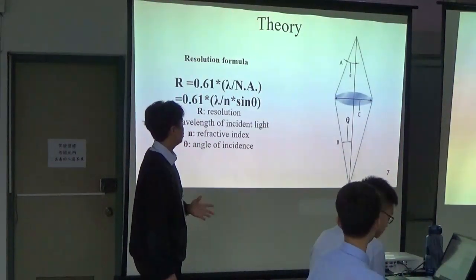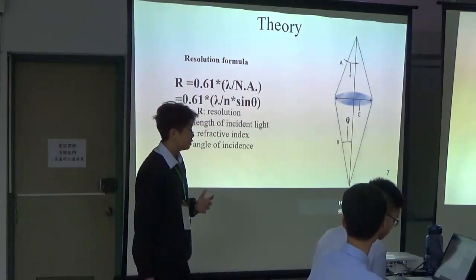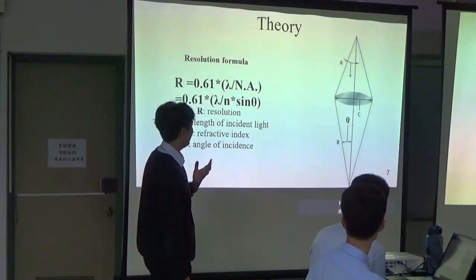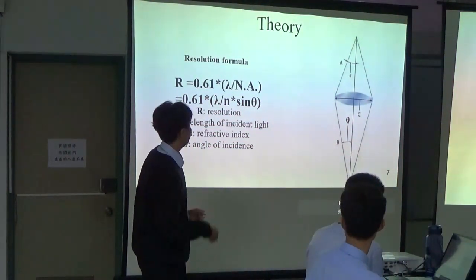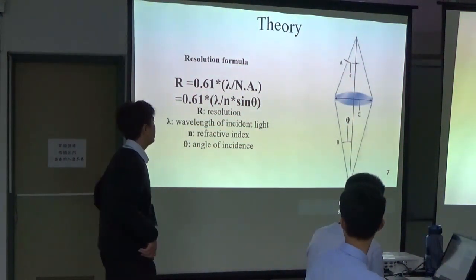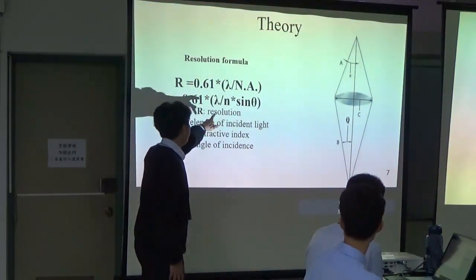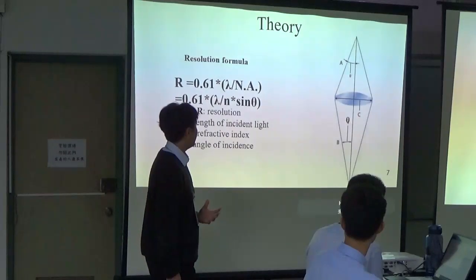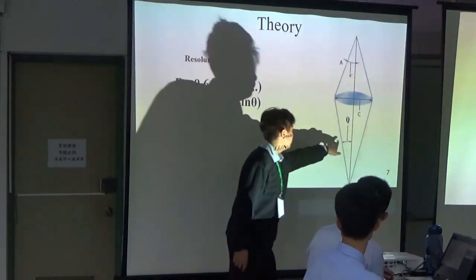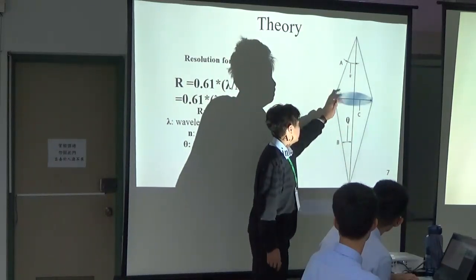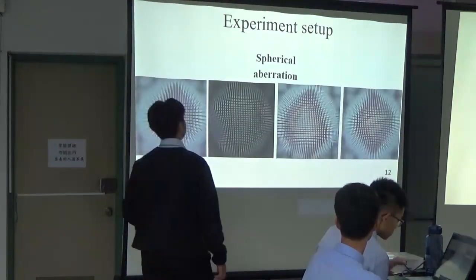And here is the resolution formula. R means the resolution, and 0.61 is a constant in this formula. Lambda means the wavelength of light, N means the refractive index, and theta means this angle, which is the angle at which light shoots into the convex lens.